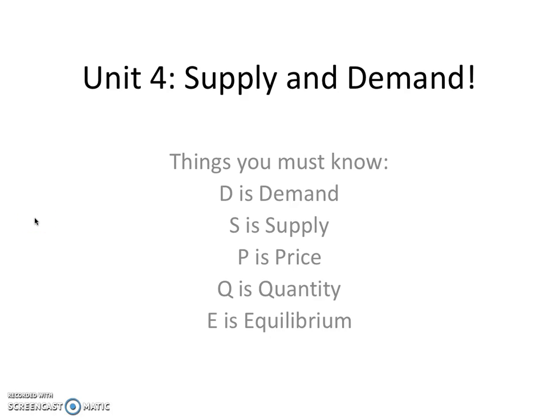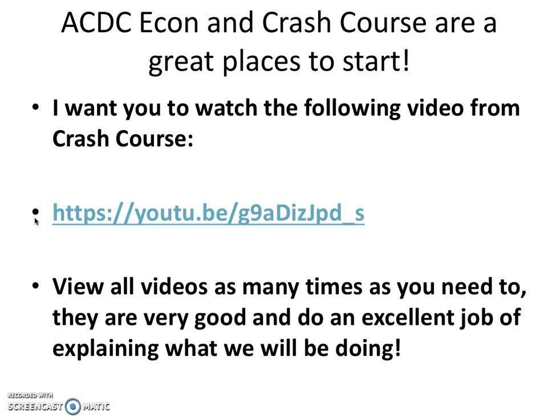All right, we're looking at the first part of the supply and demand unit. You need to look at these letters that are on here: D, S, P, Q, and E. Demand, supply, price, quantity, and equilibrium. You need to recognize these at all times. Learn them. Going to start with the AC/DC Econ and Crash Course combo video.